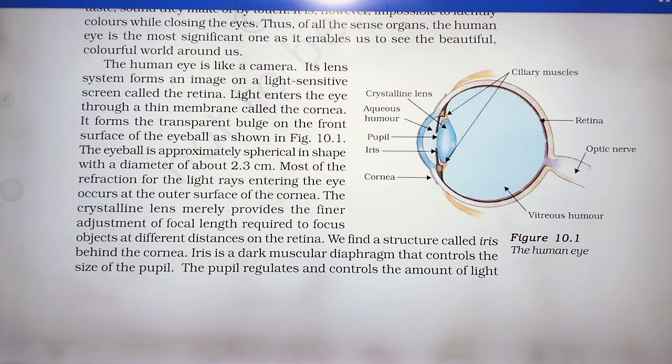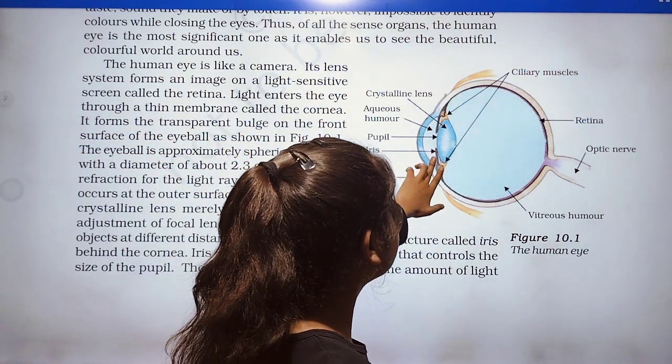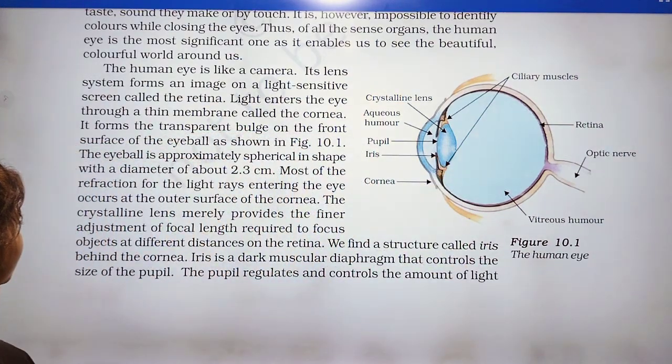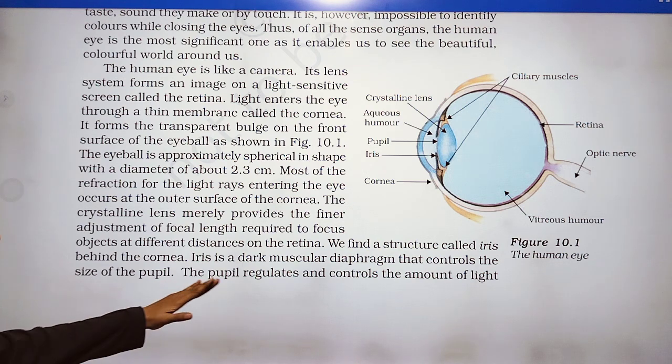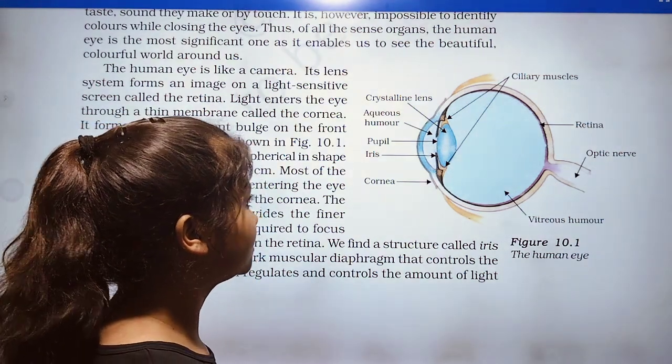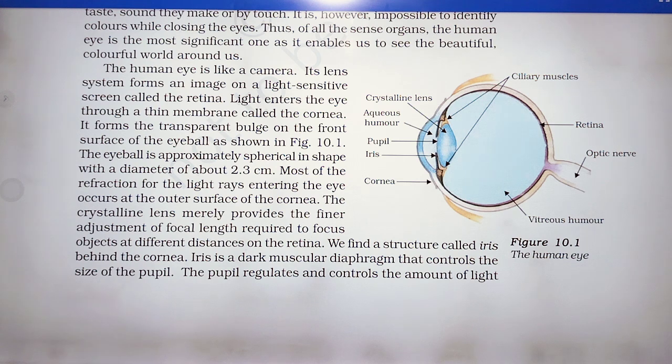Behind the cornea we find a structure called the iris. So what is this? It is a dark muscular diaphragm which controls the size of the pupil.